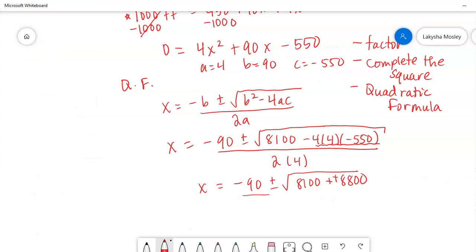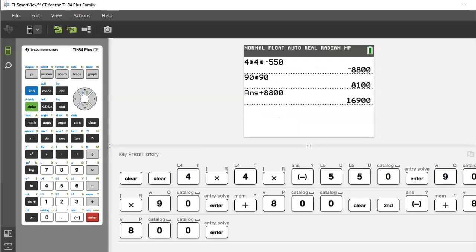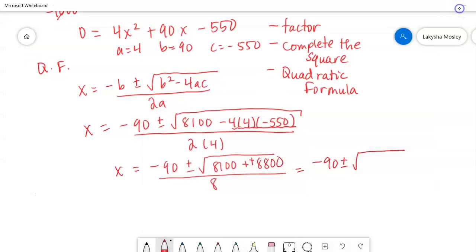All right, and again, let me finish this off. Divided by 8. And move over here, equal negative 90 plus minus the square root. I believe I saw 16,900. Let me see. Yeah, 16,900, which is really interesting because if you know that 169, the square root of that is 13. So I bet you this one's going to be something like, I don't know, 1,300 maybe. We'll see.